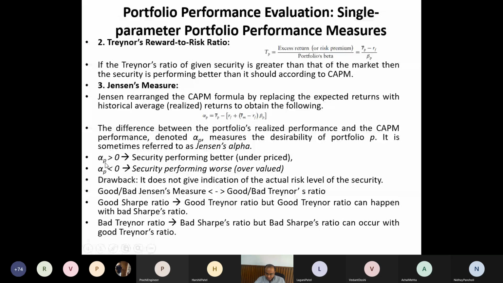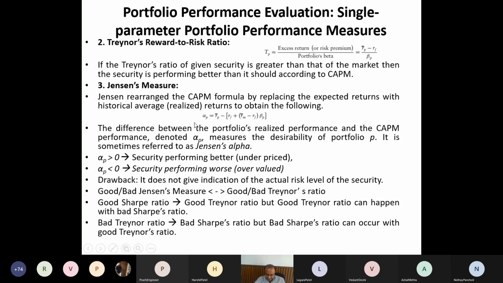If alpha p is less than 0, your portfolio is giving a return less than the CAPM model, so the security is performing worse. There is a chance it will come out negative, because there is no denominator here. It is not a ratio, it is a difference. Remember, the earlier two parameters, Sharpe and Treynor's, are ratios. This Jensen's measure is a difference term, so it may be positive or negative. So Jensen's alpha has one drawback: it does not give an indication of the actual risk level of the security.